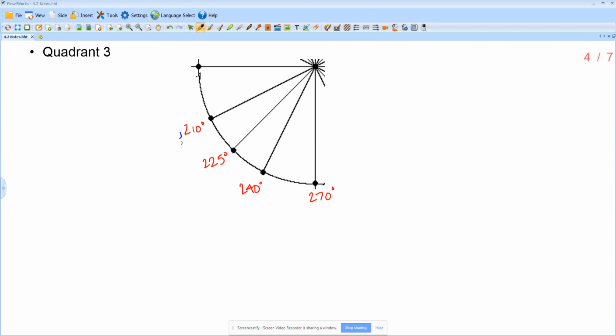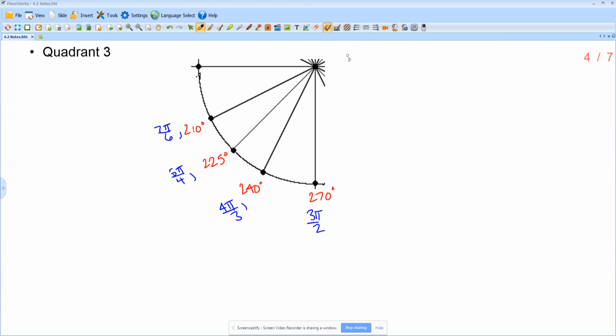Our radians then, this is always the one that's over 6, the one that's closest here. So this is 7 pi 6ths. It's just past pi. This is 5 pi 4ths. It's just past pi. This is 4 pi thirds, which again is just past pi in terms of thirds. And then here I have my 3 pi halves.